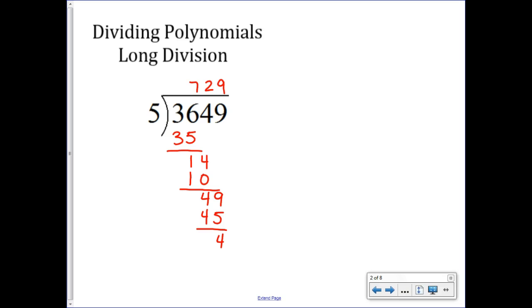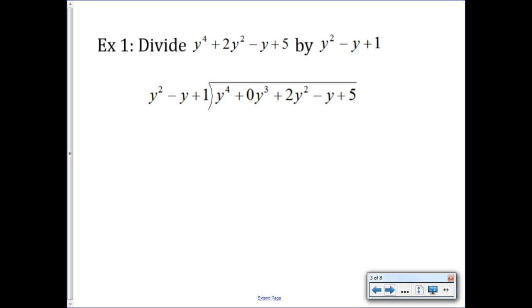And think back. That 4 is our remainder, and so you may have written R4, but what that means is that we have 4/5 left over. Our divisor there, our 5 that we're dividing out, is our denominator, so we have 4 out of 5 left over. This is how it's going to look now, where we're dividing polynomials.